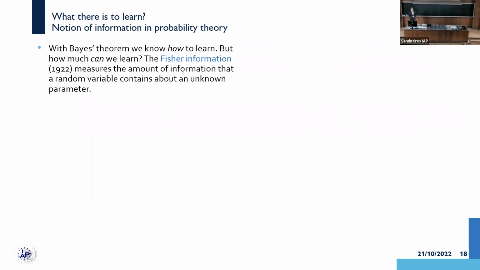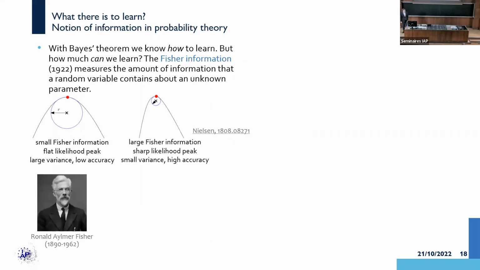Now, can we go a bit further with this inverse problem? We can ask ourselves, with Bayes' theorem we know essentially how to learn, but how much can we learn? This is where I have to introduce the notion of information in probability theory. The Fisher information in particular measures the amount of information that a random variable contains about an unknown parameter.